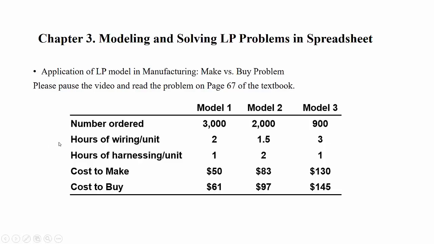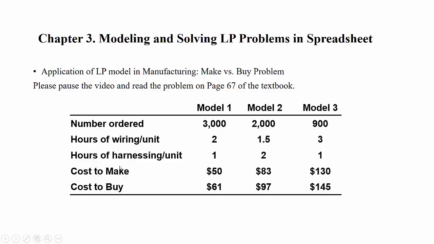Also we have the working hours for each of the models, wiring and harnessing hours, and these are the limited resources. So we have 3 sets of constraints. One of them is we have to satisfy the orders, considering that we have limited working hours for wiring and harnessing. The objective function here is that we minimize the cost.